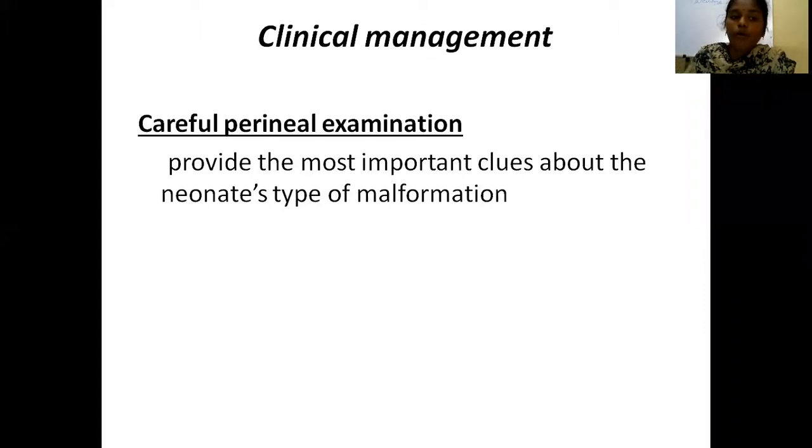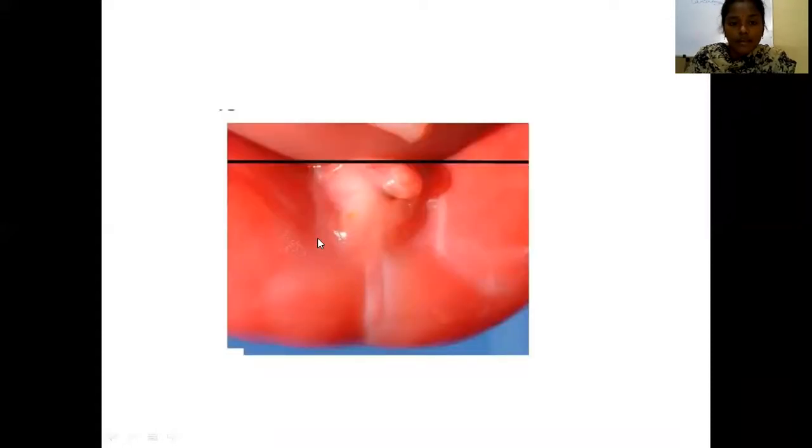So the most important thing is careful perineal examination. This careful perineal examination itself will give a lot of important clues about the neonate's type of malformation. See, in this picture, you will be able to appreciate that there is no anal opening. This is one of the conditions of anorectal malformation.